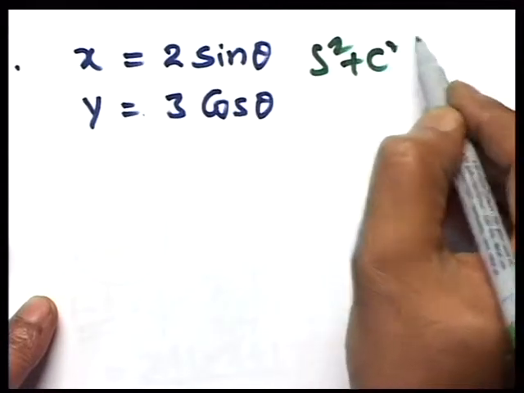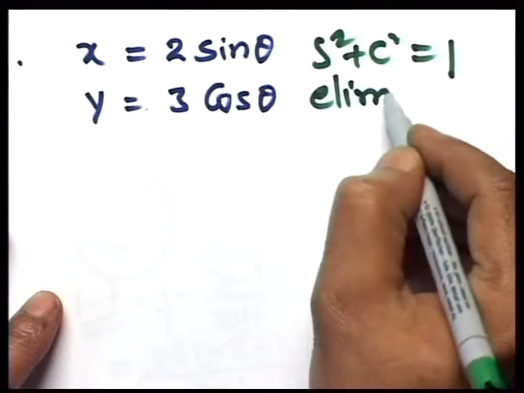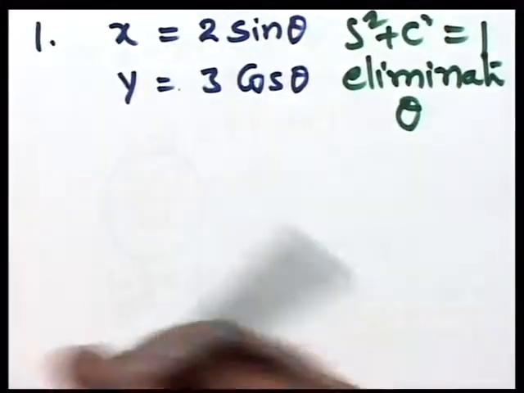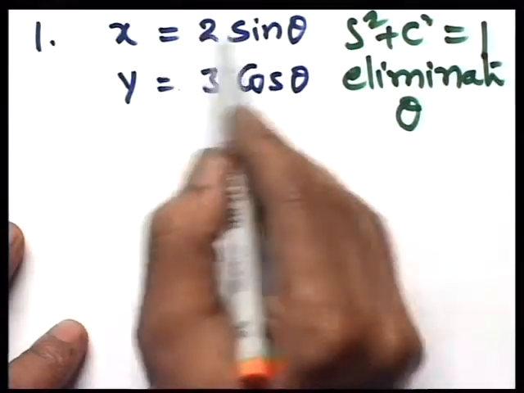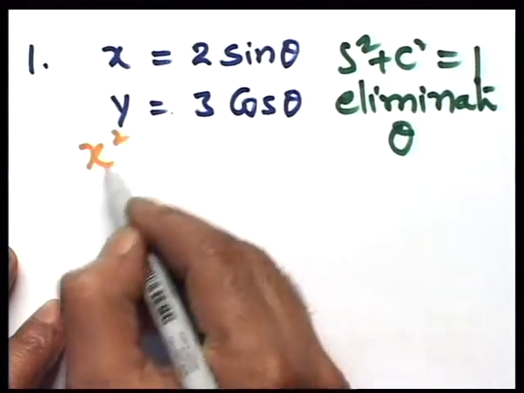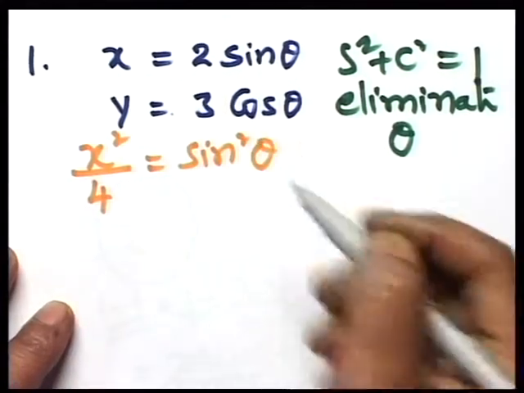Sine squared theta plus cos squared theta equals 1. Our aim is to eliminate, that means remove, theta. So square on both sides because we need sine squared. So I get x squared divided by 4 equals sine squared theta.